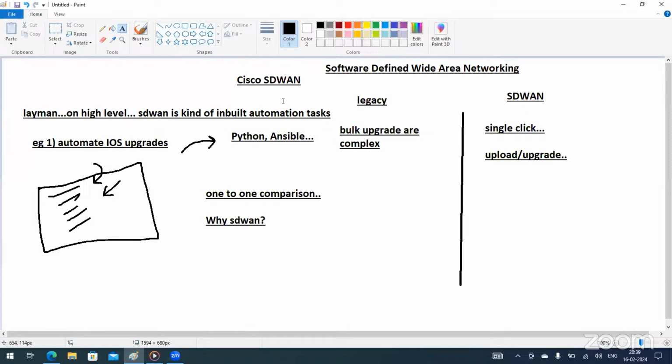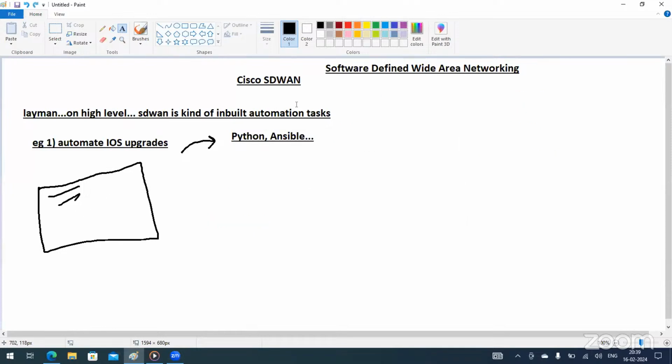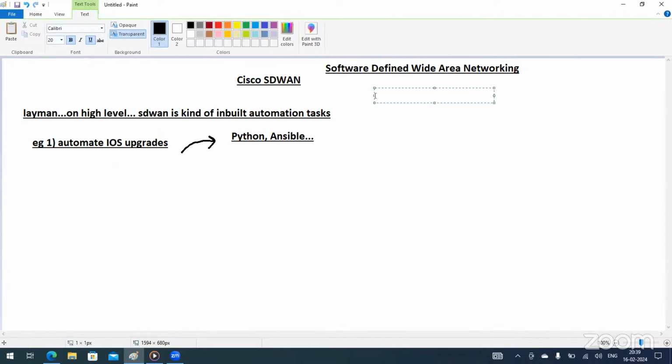So SD-WAN is software-defined wide area networking. It is inherited from SDN, software-defined networking.